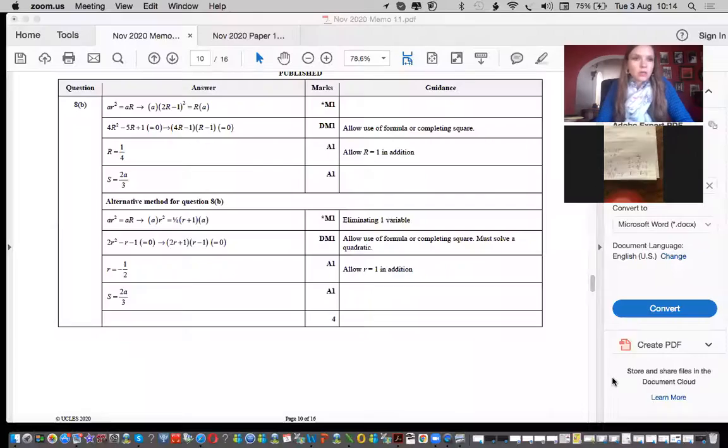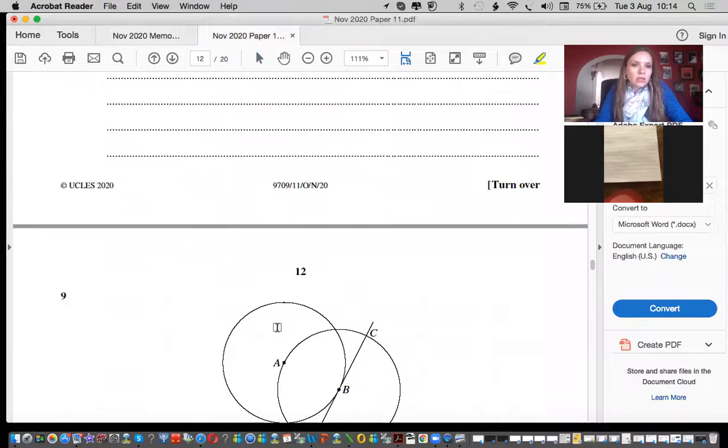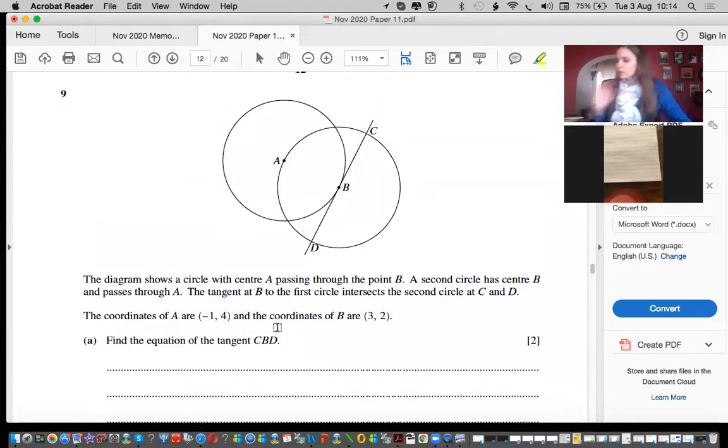Next question. Are we into 9 already? Yes, we are. We're going into circles. If we go into circles, just remember there are some geometrical rules that you have to remember, like tangents and diameters and things, but we will get to it as they ask it.